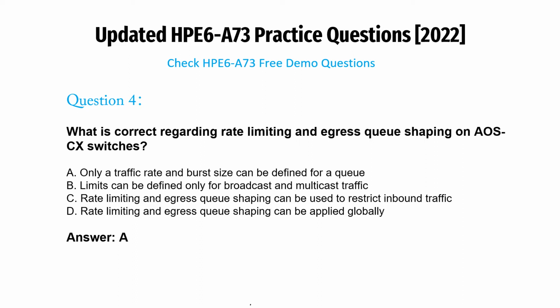Answer. C. Question 4. What is correct regarding rate limiting and egress queue shaping on AOS-CX switches? A. Only a traffic rate and burst size can be defined for a queue. B. Limits can be defined only for broadcast and multicast traffic. C. Rate limiting and egress queue shaping can be used to restrict inbound traffic. D. Rate limiting and egress queue shaping can be applied globally.